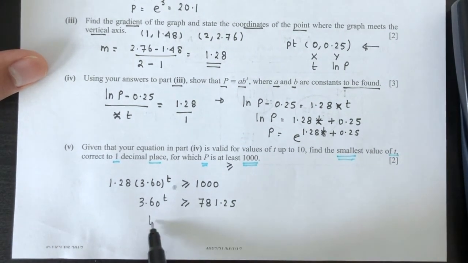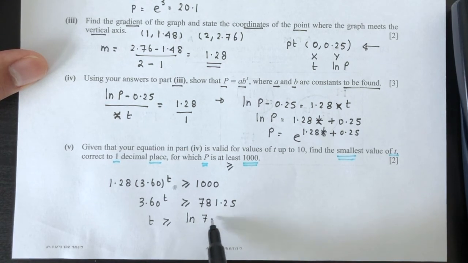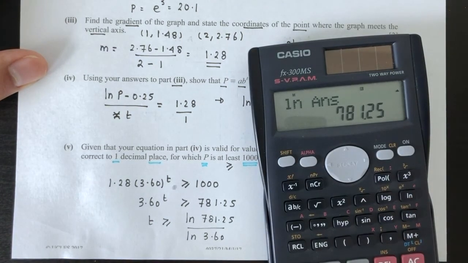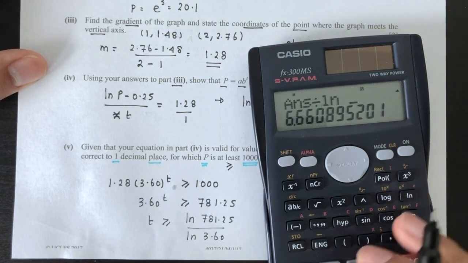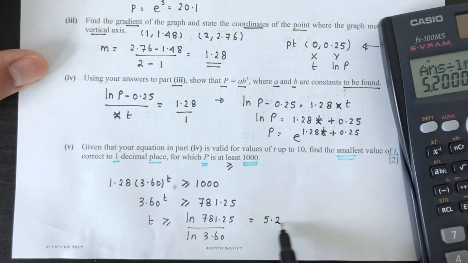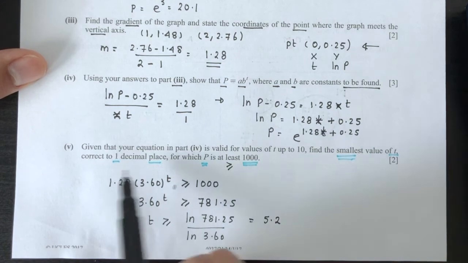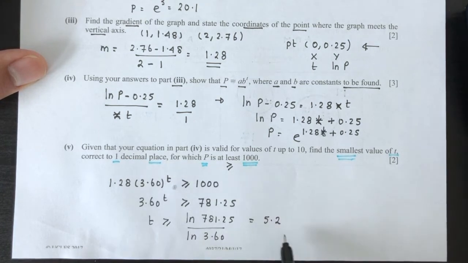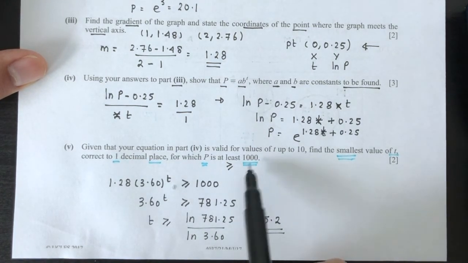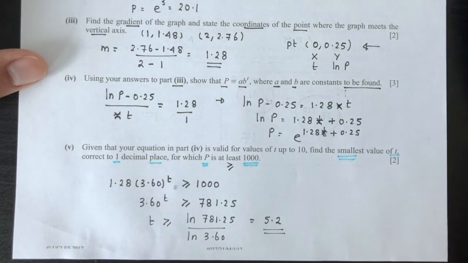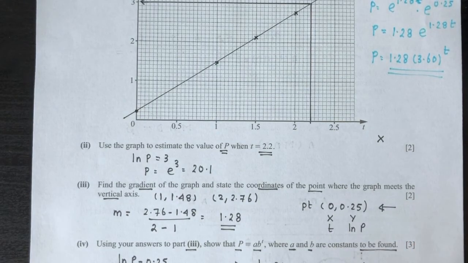You will have t more than ln of this divided by ln of 3.6. That will give you 5.2. It says find the smallest value of t. T correct to one decimal place will be this one, for which this one is at least this value. So you have the value here. T will be at least 5.2 for this to be true. That will be your question number 10.